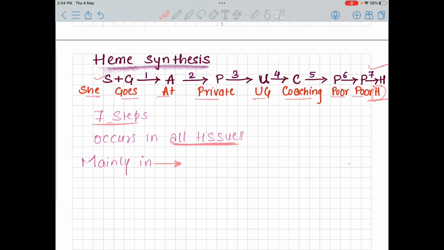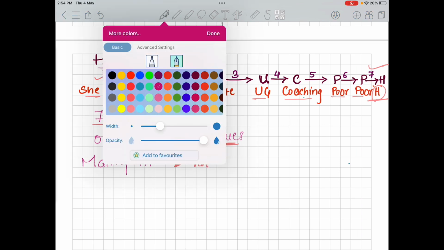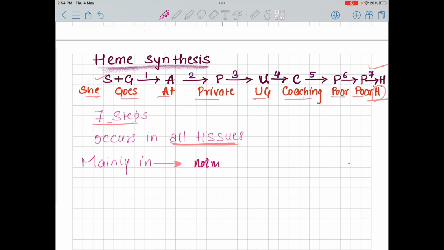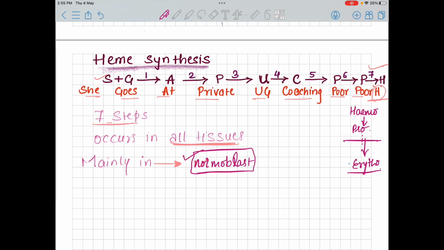Mainly it occurs in the normoblast. Normoblast is a stage of RBC formation, right? Erythrocytes are formed, and for their formation, first there is hemocytoblast, then proerythroblast. Similarly, it goes on, normoblast is present, and then erythrocytes are formed. So normoblast is a stage of RBC formation.